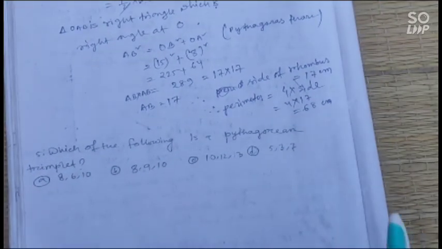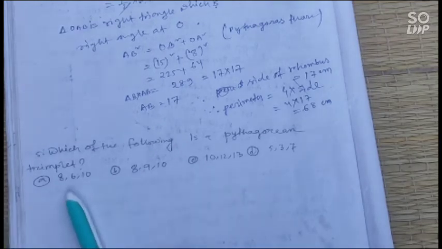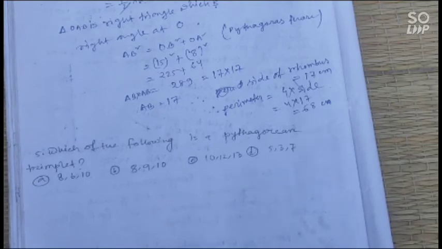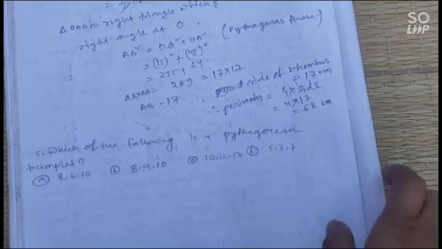So today's last question is this, question number 5. Which of the following is a Pythagorean triplet? So a, b, c will be a Pythagorean triplet if a square plus b square equal to c square.